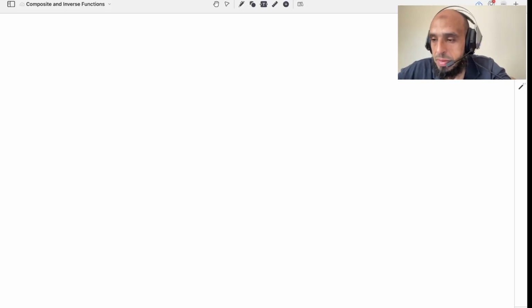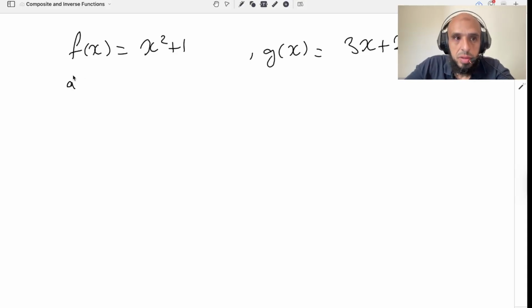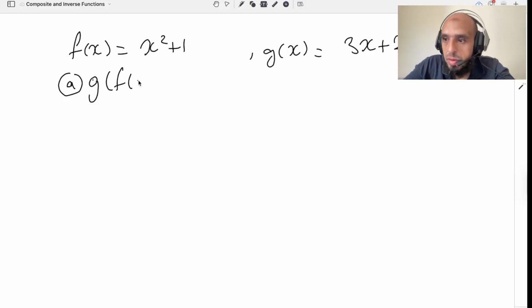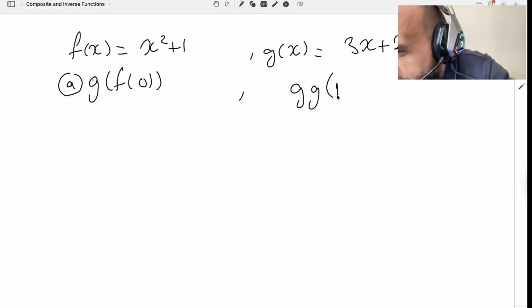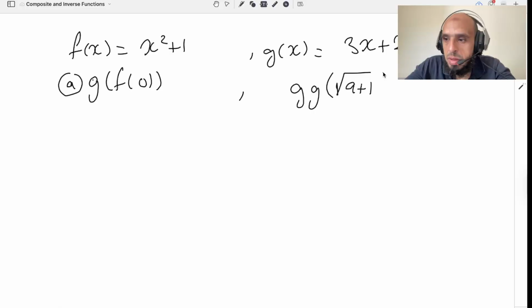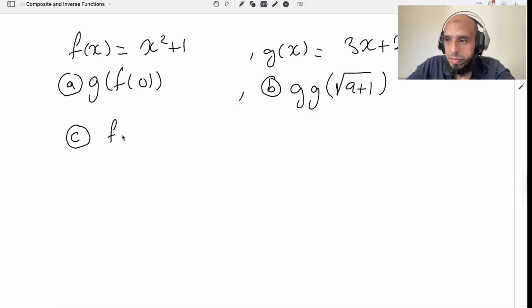Let's take a couple more examples. If we have f of x equals x squared plus 1 and g of x equals 3x plus 2, and we need to find (a) g of f of 0, (b) g of square root of a plus 1, and (c) f of f of y minus 1.